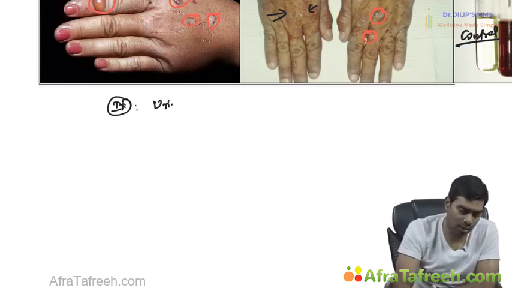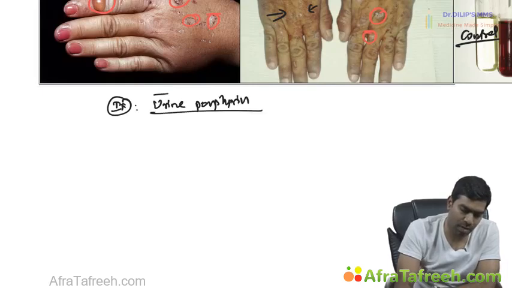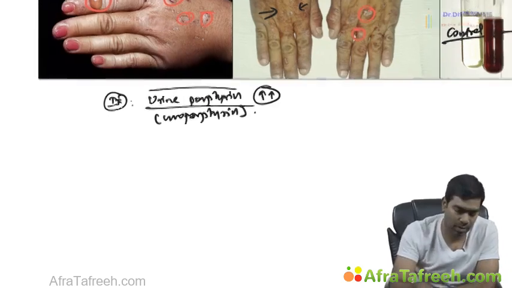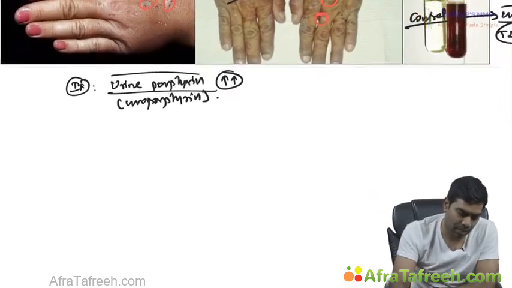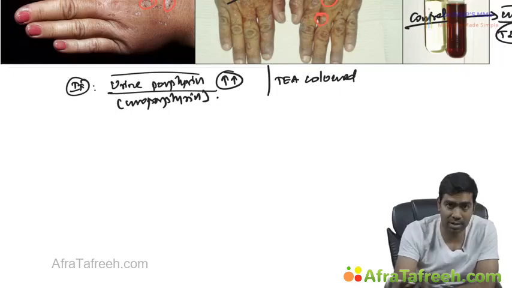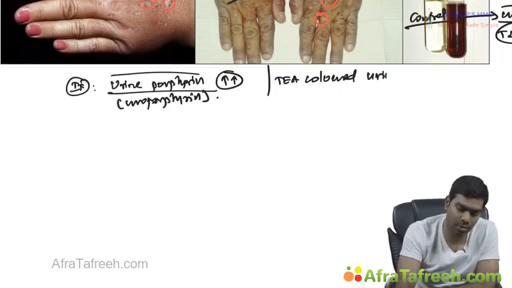Typically, you have to screen for the urine porphyrin levels. I'm going to typically see the uroporphyrin levels. More than porphyrin, I'm going to see the urinary uroporphyrin levels, which will be elevated in this patient, obviously. At the same time, this patient also may show tea-colored urine. I told you already, that is because the excess porphyrins are discoloring the urine. So tea-colored urine is possible.